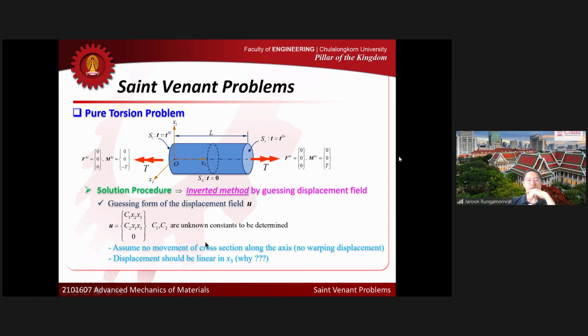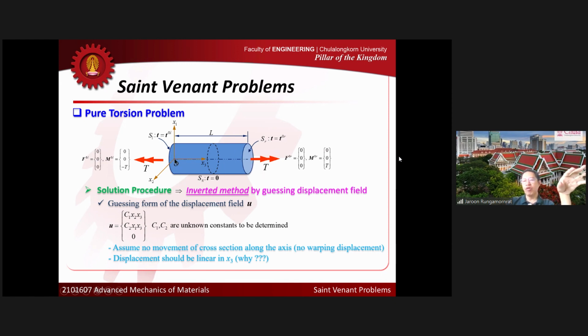Do you have any idea why I assume this? Think about this. You hold the left end of the bar and you start applying the torque there. So for simplicity, you can just imagine that at the left end here you hold the bar fixed. Okay, now you apply the torque at the right end.